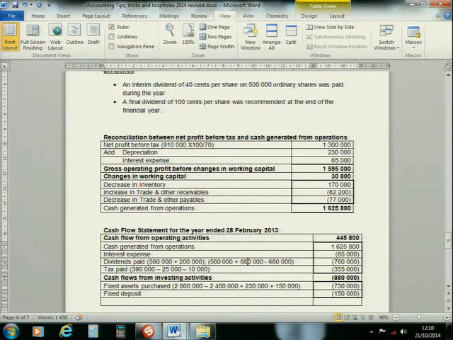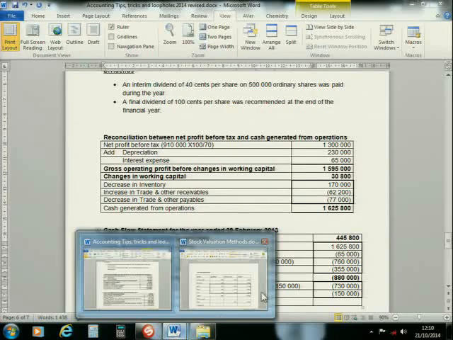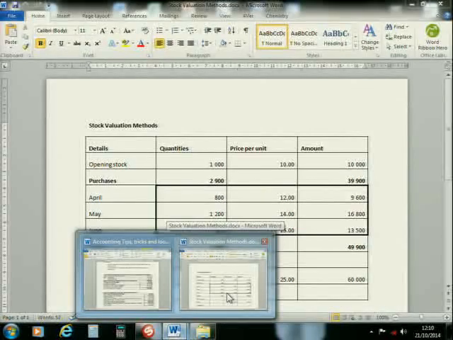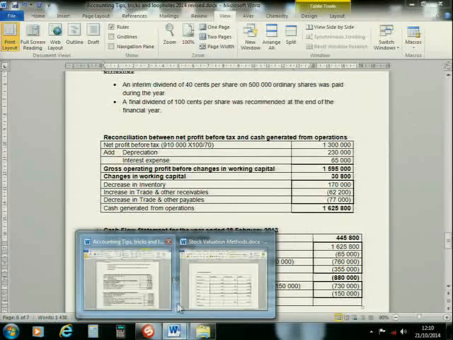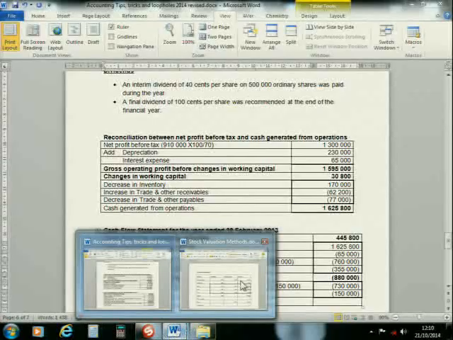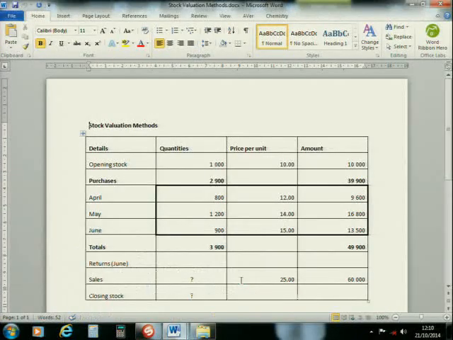Just before we went for break, I indicated that after the break we'll be moving on to do the stock valuation methods because we don't have much time left. I want us to do just that quickly. We are going to do the stock valuation methods very quickly because we only have about 20 minutes left.